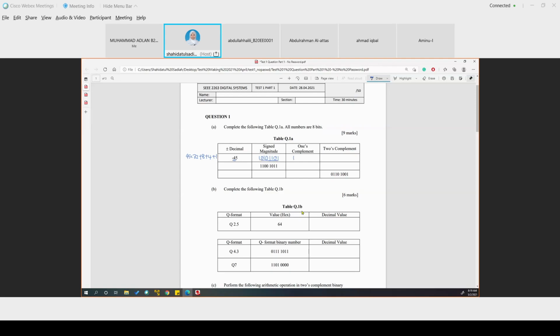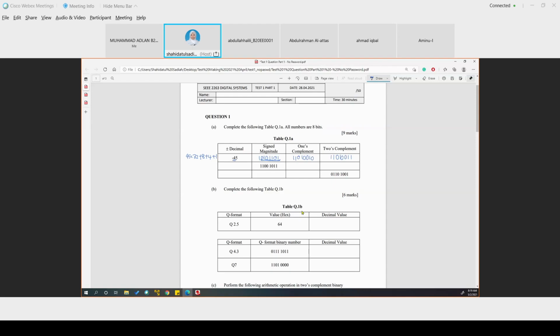For sign magnitude, the remaining 7 bits are equal to the normal binary. So we just take this number and flip it once: 1, 1, 0, 1, 0, 0, 1, 0. And then for the two's complement, you add 1 to it. So it's 1, 1, 0, 1, 0, 1, 1. Right? Okay. So that's how the question works when we are given a decimal number.